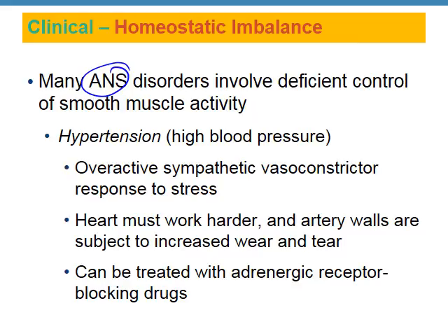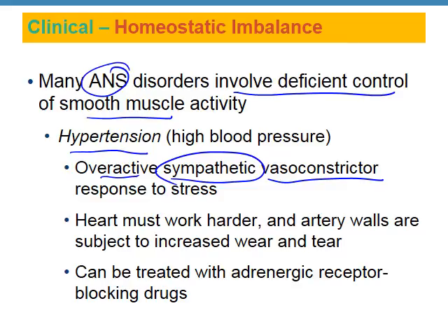Next two slides talk about clinical homeostatic imbalance. Many autonomic nervous system disorders involve deficient control of smooth muscle activity, like in hypertension where you have high blood pressure. Basically, you have overactive sympathetic vasoconstrictors that respond to stress. The heart's got to work harder, the arterial walls have increased wear and tear or pressure on them, and we can treat them with these norepinephrine receptor blocking drugs that we talked about earlier. On the next slide, there are two more homeostatic imbalances that you can look at.